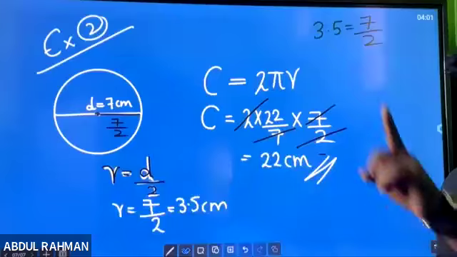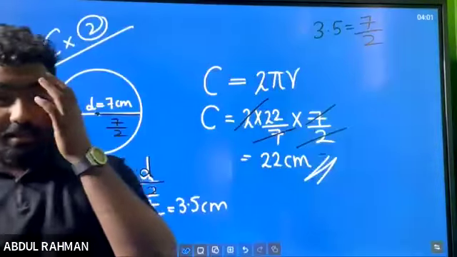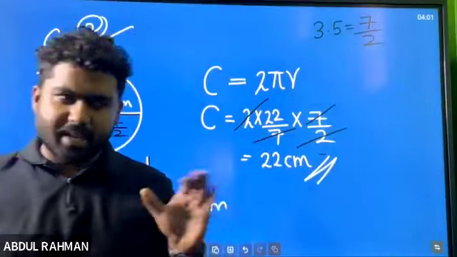Quickly copy this down. We have one more theory. With that, we are done with this lesson. Very simple lesson. If you understand the basics, very difficult.